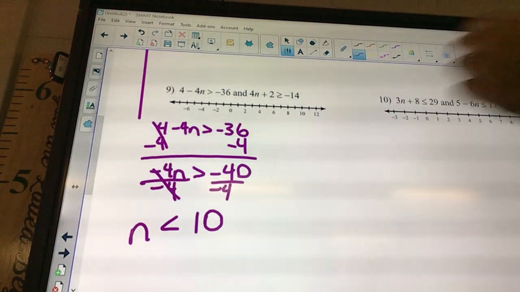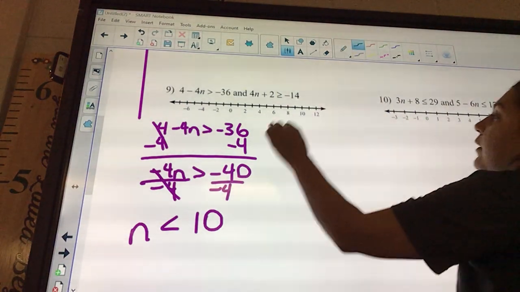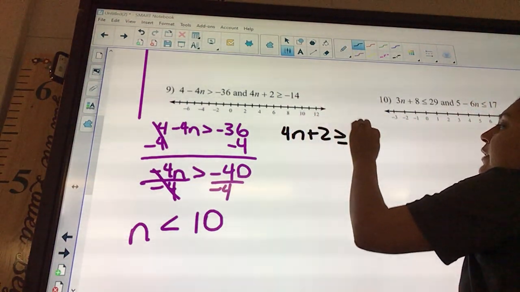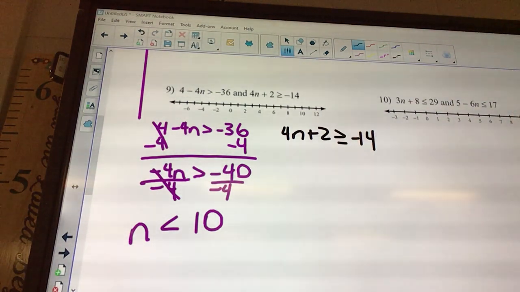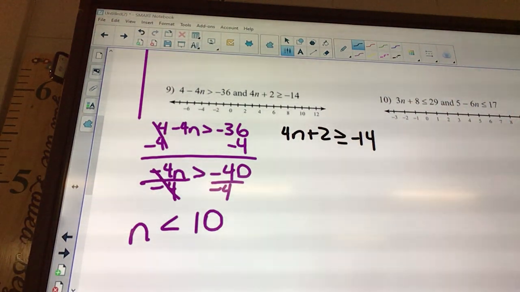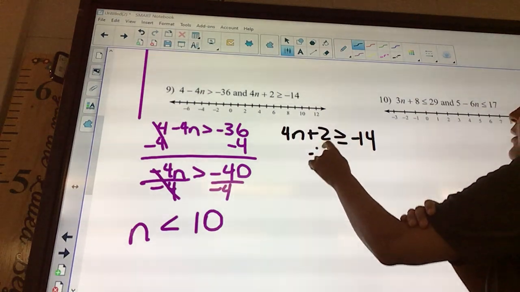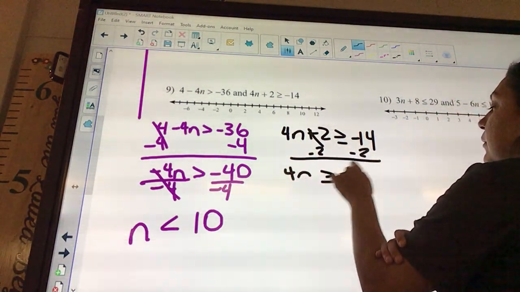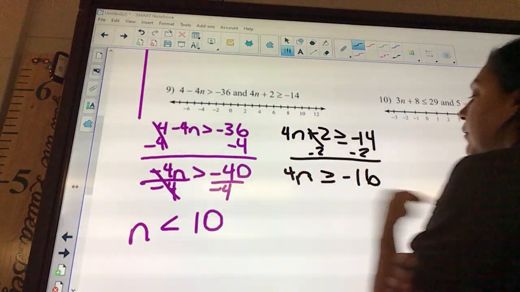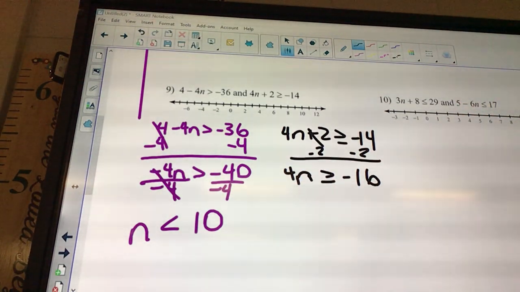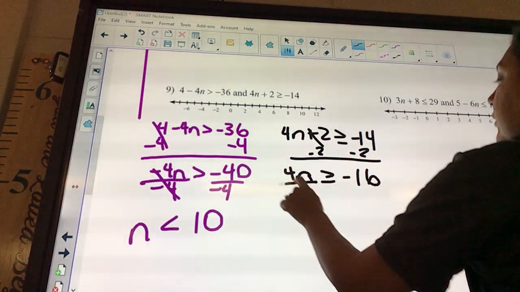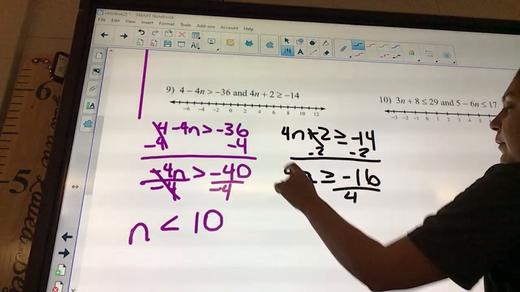Okay, if we look at the other part of the inequality, I got 4n plus 2 is greater than or equal to -14. Okay, what needs moved? The 2. So we're going to say -2, -2. Okay. And then what? Divide by 4. Do we need to flip? No.